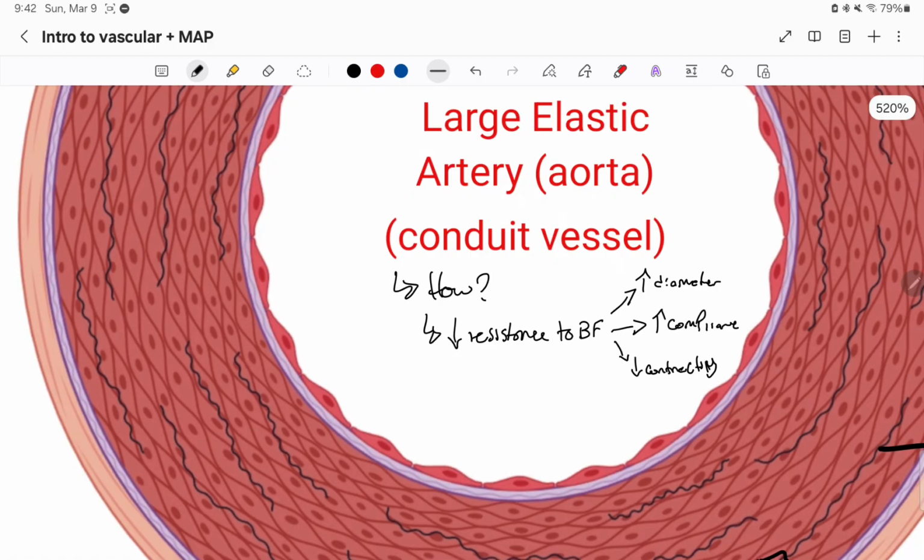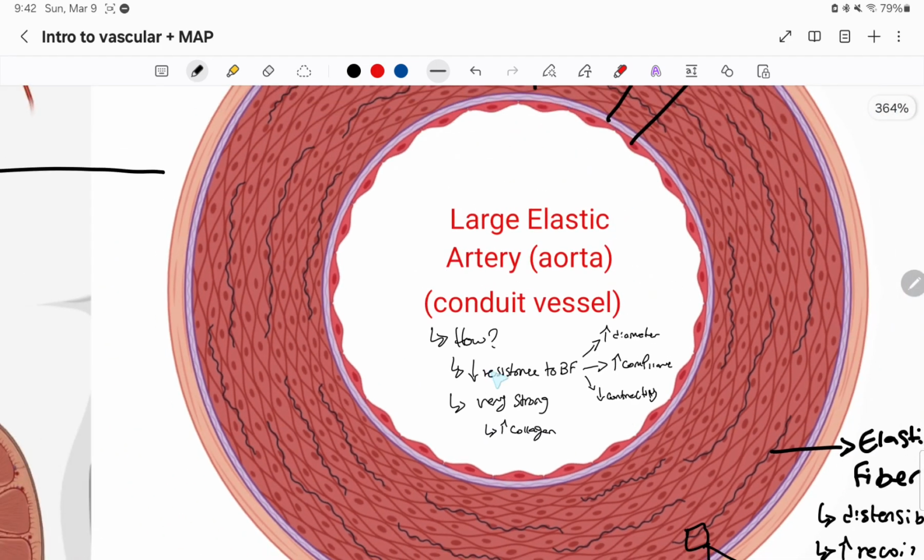But anyways, another reason that allows this aorta to be a conduit vessel, on top of having low resistance to flow, is that it's very strong, okay? Meaning it's able to withstand the pressure that the heart pushes into it. And this strength is because of the fact that it has high amounts of collagen, okay? So again, one more time, the aorta is a conduit vessel which brings the blood from the heart to the organs without impeding the blood flow, okay? Or changing blood flow.